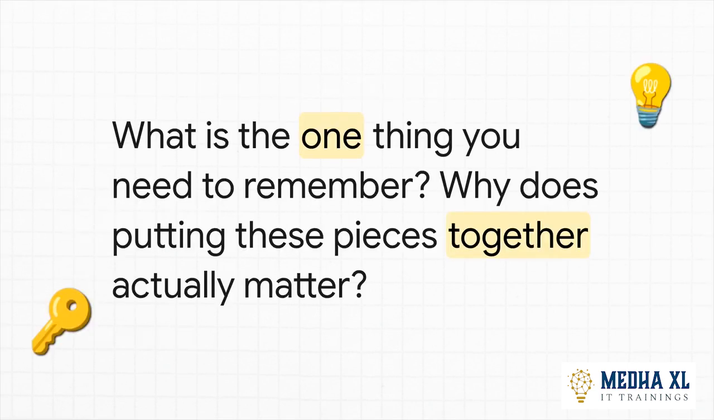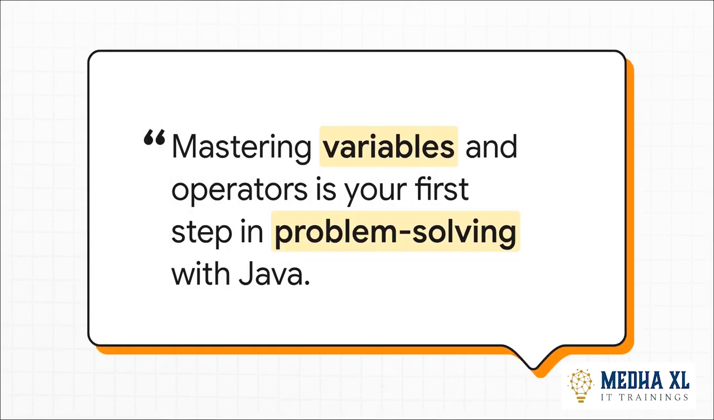So, we've talked about containers and data types and these action words called operators. But what's the big takeaway? What's the crucial point here? Why does any of this stuff actually matter when you put it all together? It all comes down to this. Learning this stuff, it's not just about memorizing some weird symbols and keywords. It's about learning the fundamental language of how to solve problems with a computer.